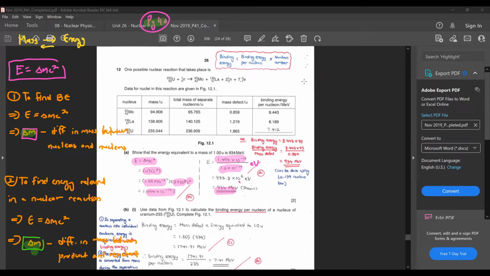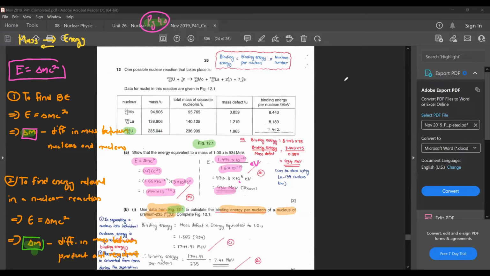Now, part B1, this one is slightly different. Use data from figure 12.1 to calculate the binding energy per nucleon of a nucleus of uranium-235. So what is the binding energy for this particular nucleus here? Now, if you look at figure 12.1, they ask you to look at figure 12.1, which is this one. What is the binding energy per nucleon of uranium? Okay, so you see right over here, they've already given you the mass of the nucleus.